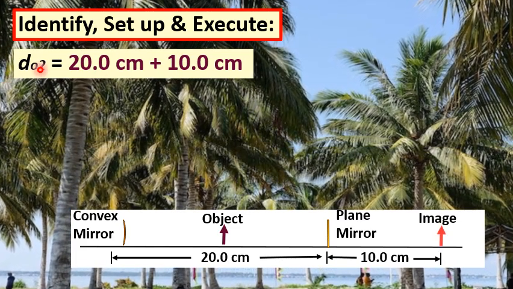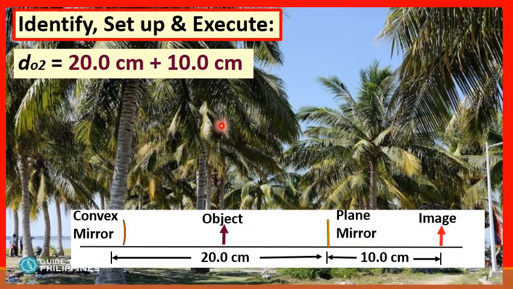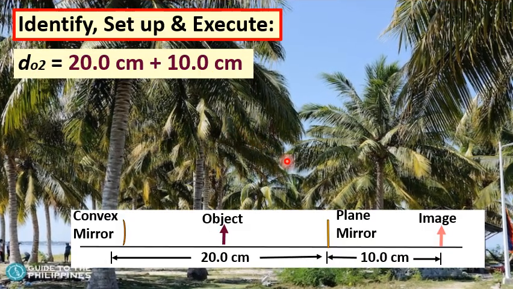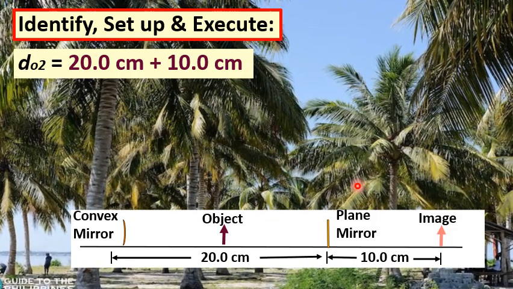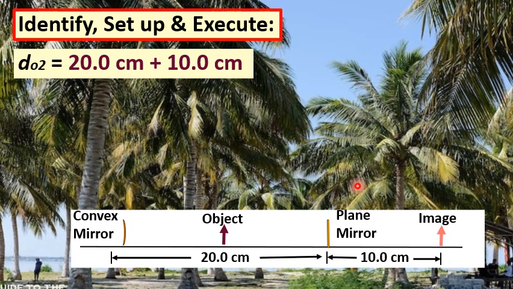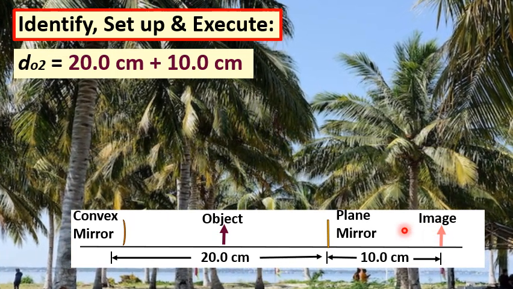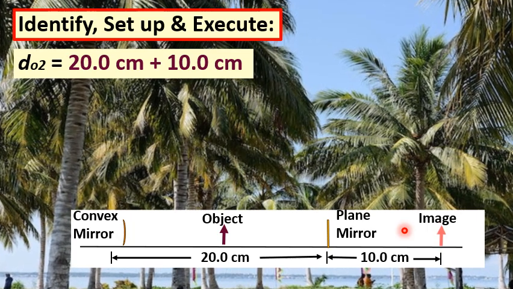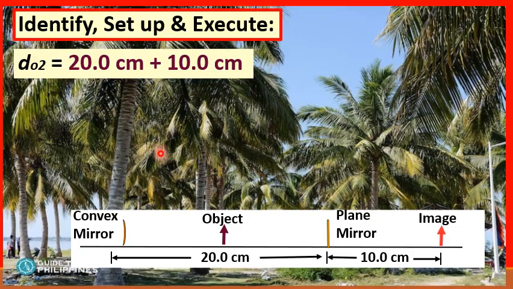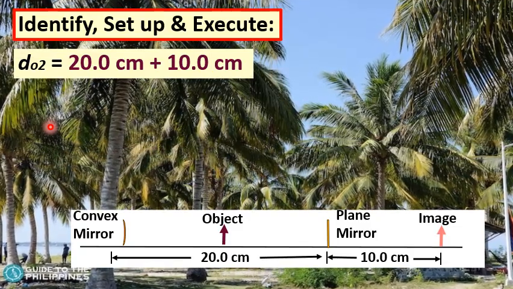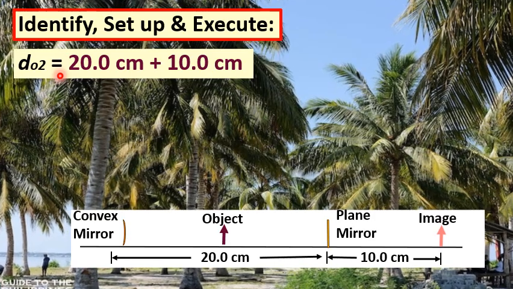The image of the object formed by the plane mirror is located 10 centimeters to the right of the reflecting surface of the plane mirror, right? And we denote this here by d sub O2, right?